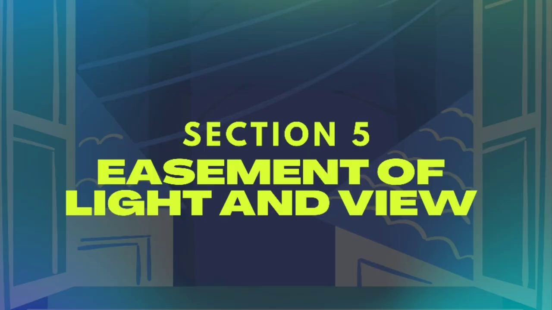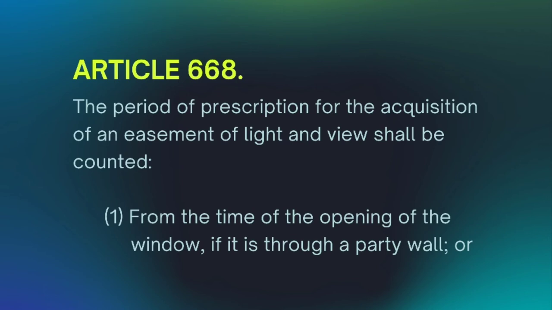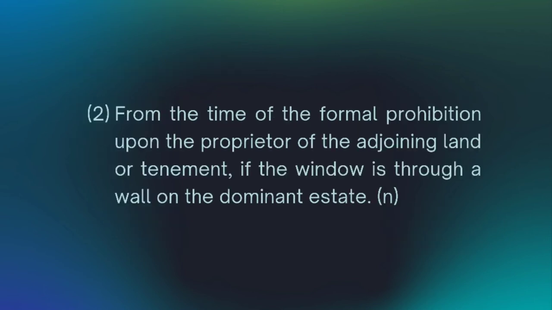Section 5. Easement of light and view. Article 667. No part owner may, without the consent of the others, open through the party wall any window or aperture of any kind. Article 668. The period of prescription for the acquisition of an easement of light and view shall be counted: 1. From the time of the opening of the window, if it is through a party wall, or 2. From the time of the formal prohibition, upon the proprietor of the adjoining land or tenement, if the window is through a wall on the dominant estate.